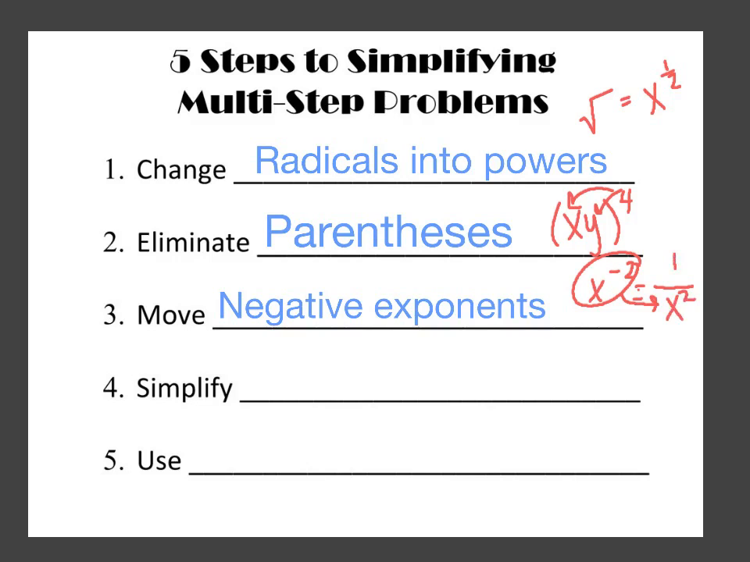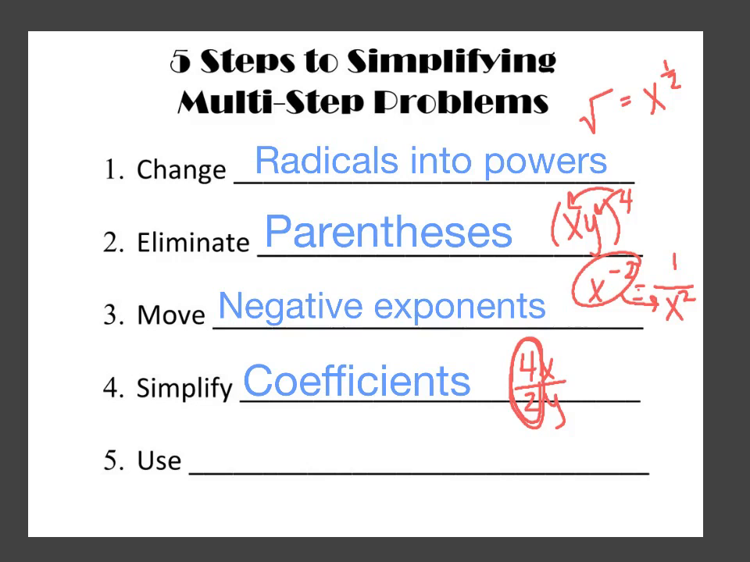Step number 4, we're going to simplify our coefficients next. Now, coefficients are just the numbers that are in front of variables. So if you have like 4x divided by 2y, we want to simplify these coefficients, which are just the whole numbers in front of our variables.